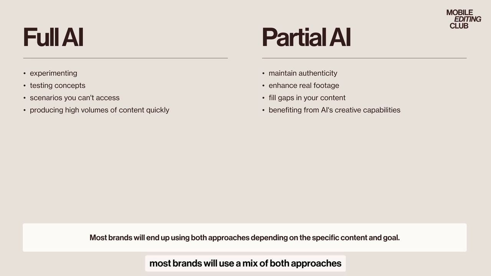Most brands will use a mix of both approaches depending on the content type and goal. The key is to remember, AI doesn't have to be all or nothing. It's a tool in your content creation toolkit. Use as much or as little as makes sense for each project.